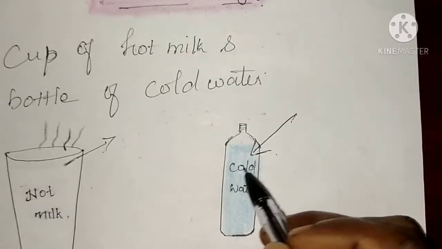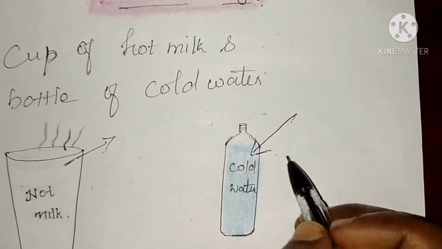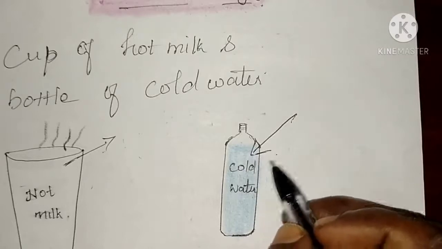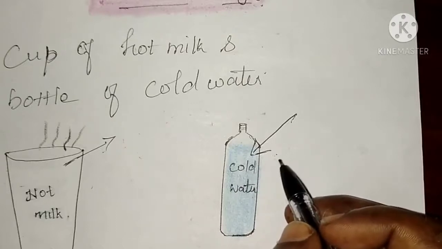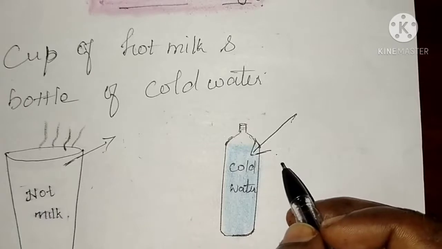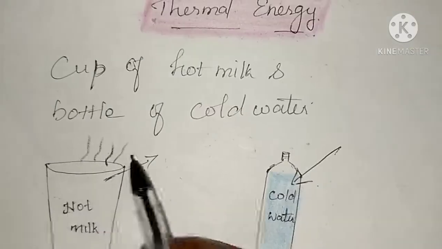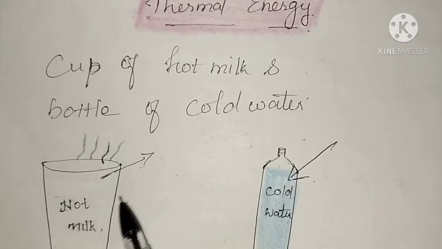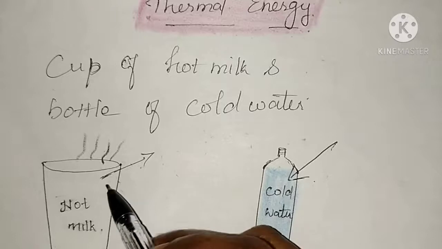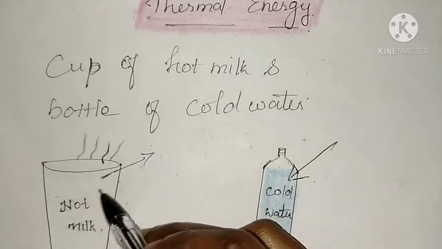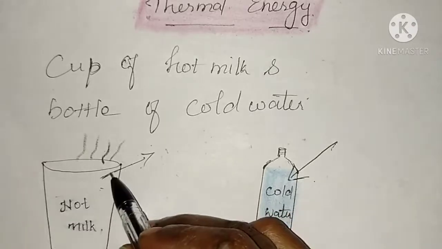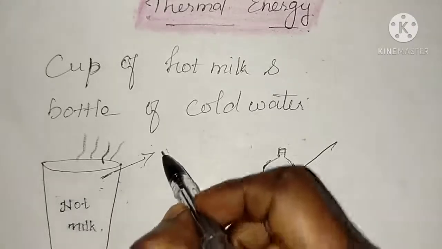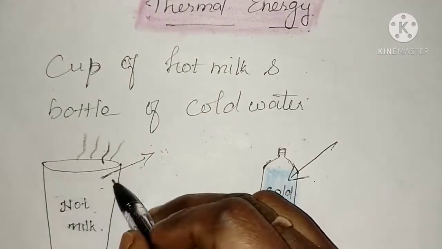If you keep a cup of hot milk on the table for 1 hour and check the temperature, it will attain the same room temperature. See here, the hotness of the milk decreases after some time. Why? The heat is transferred from the cup to the surroundings. Heat transfers from the milk to the surroundings, so the hot milk turns cold.